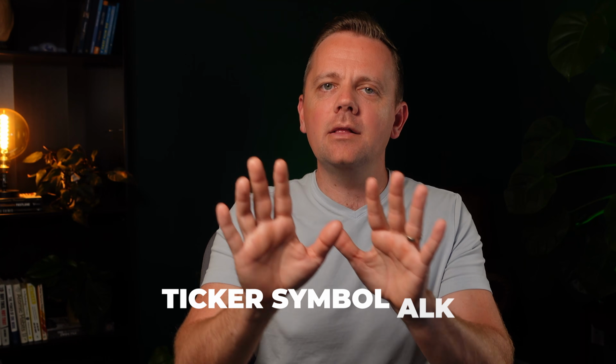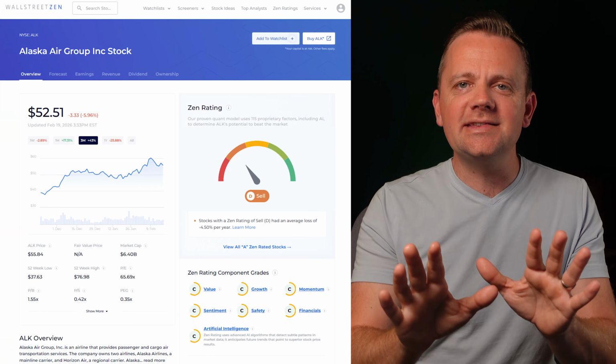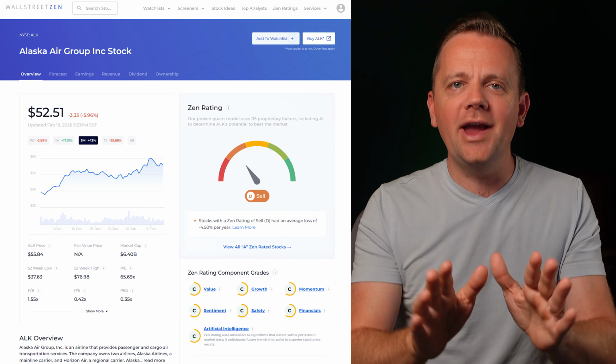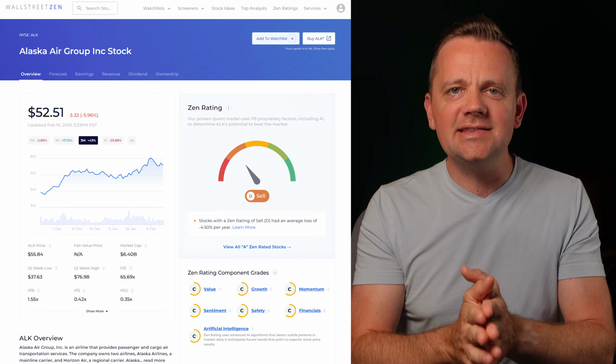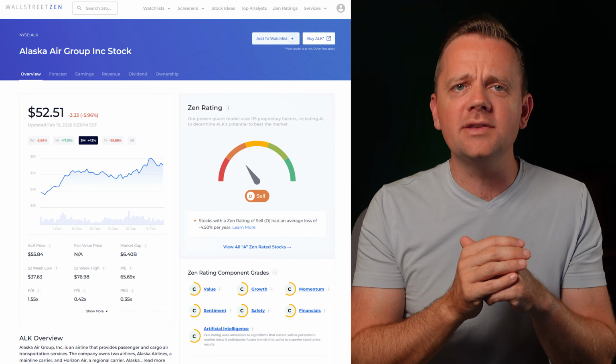Next, let's take a look at Alaska Air, ticker symbol ALK. Now, this stock passed every single one of our scanner filters. The quarter was up over 20%. The earnings per share growth numbers checked all 3 boxes. The volume is there. On a screener, this looks perfectly solid. But when we pull up Zen Ratings, it's a D rating, the 13th percentile, bottom 13% of all stocks.